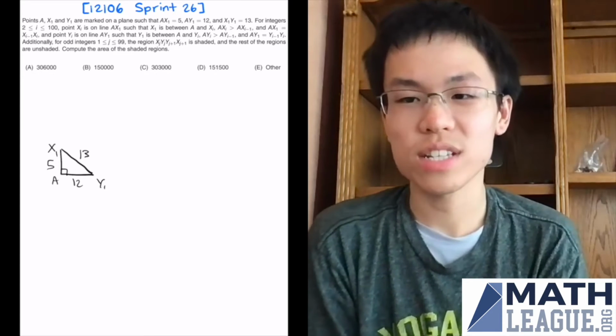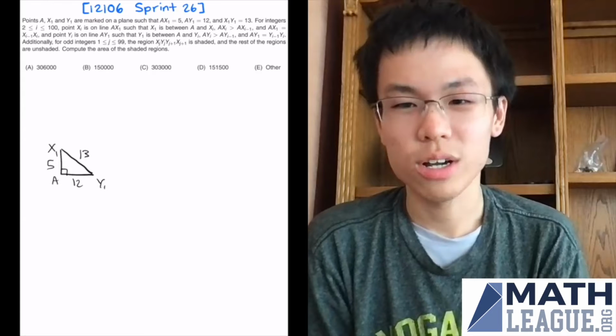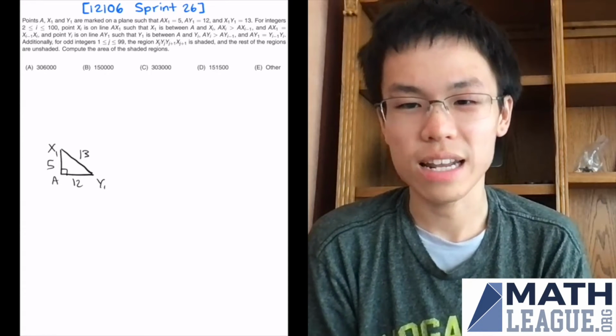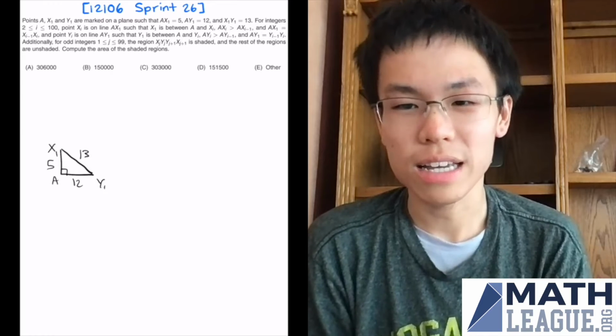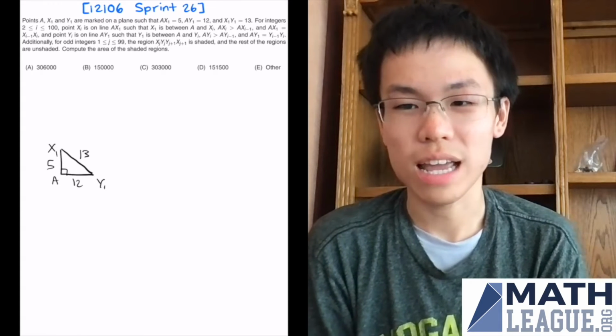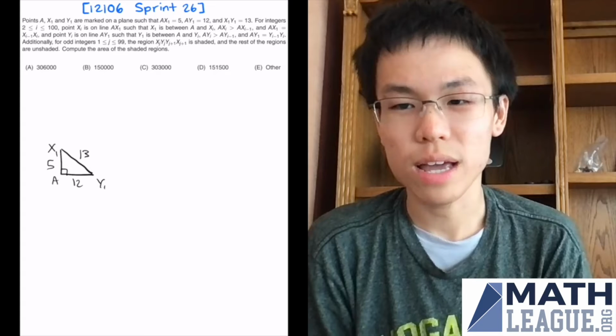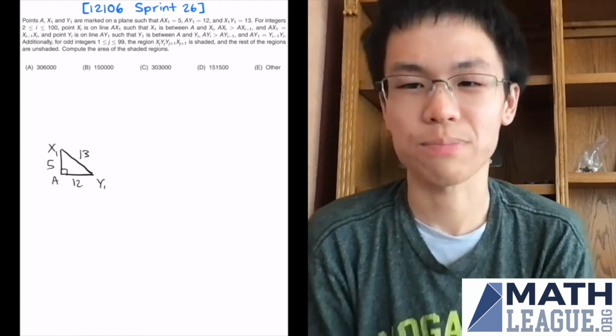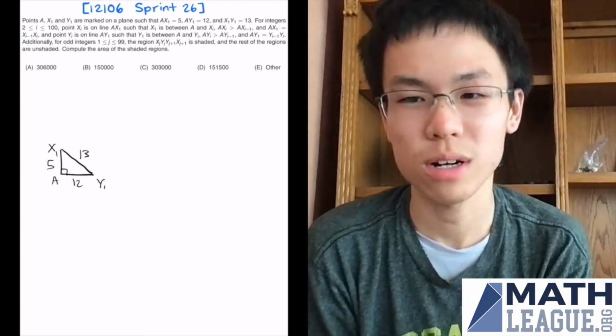For integers I, 2 is less than or equal to I is less than or equal to 100, point X sub I is on line A X sub 1 such that X sub 1 is between A and X sub I. A X sub I is greater than A X sub I minus 1, and A X sub 1 is equal to X sub I minus 1 X sub I, and ditto for Y. Okay, time to figure out what all this means.